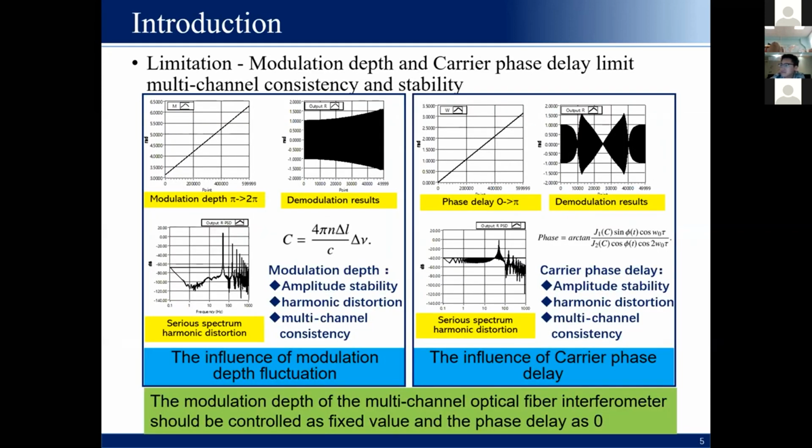Secondly, modulation depth and carrier phase delay limit multi-channel consistency and stability. The modulation depth of the multi-channel optical fiber seismometers should be controlled as a fixed value and the phase delay as 0. Otherwise, amplitude stability and channel consistency will be very poor.